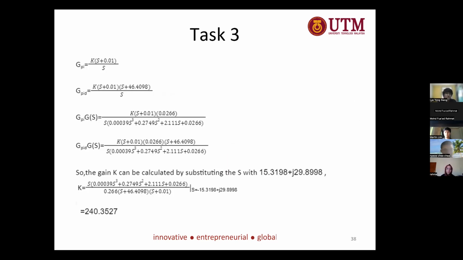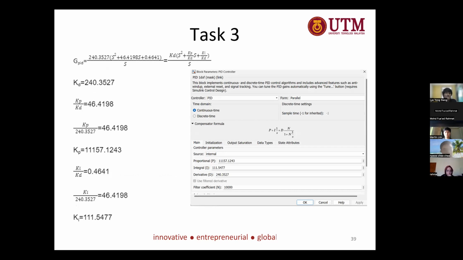Next. So our PI controller will be K over bracket S plus 0.01 over S. After that, we can get our PID controller. We multiply our PID controller by our transfer function in order to calculate the K. So we let K equal to poles over zeros, and then substitute the S with the CL pole, which is 15.32 plus j29.9. So we get our K equal to 240.35.